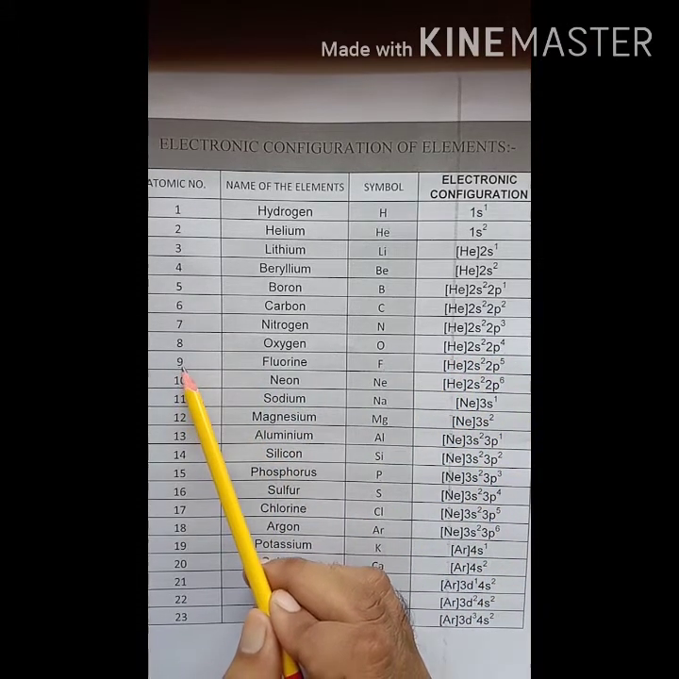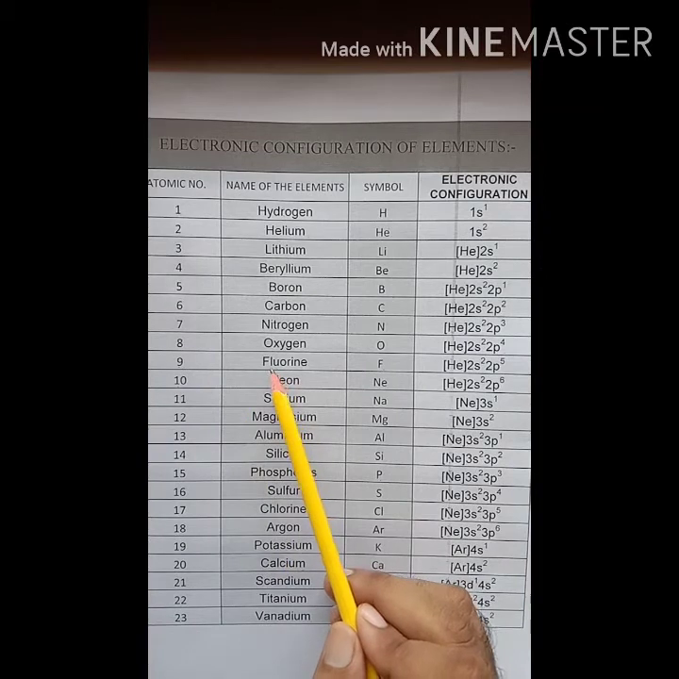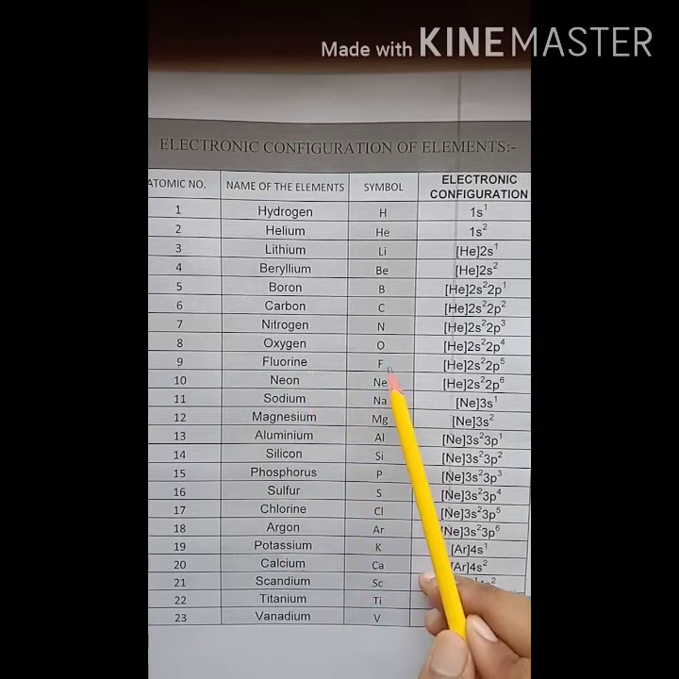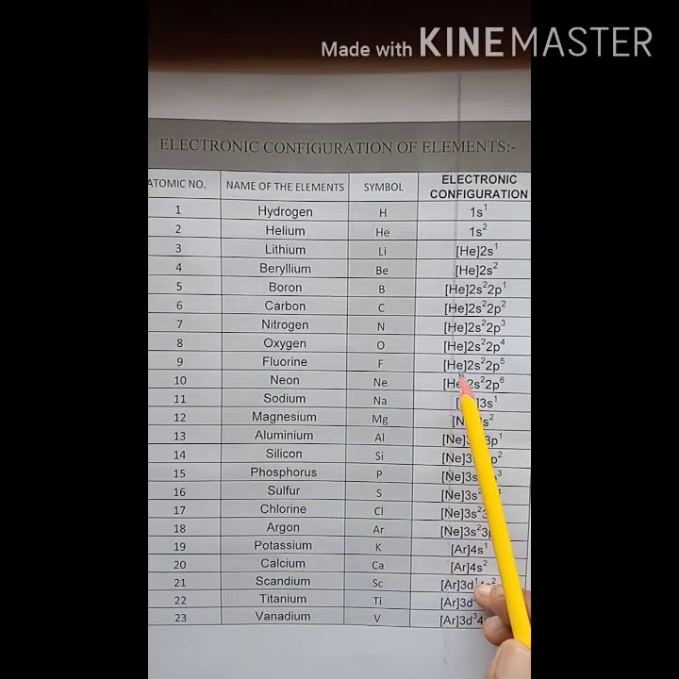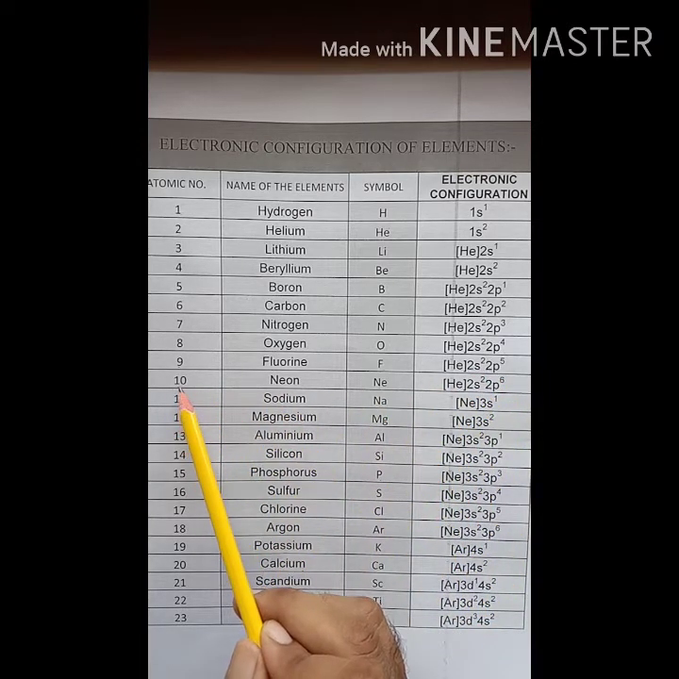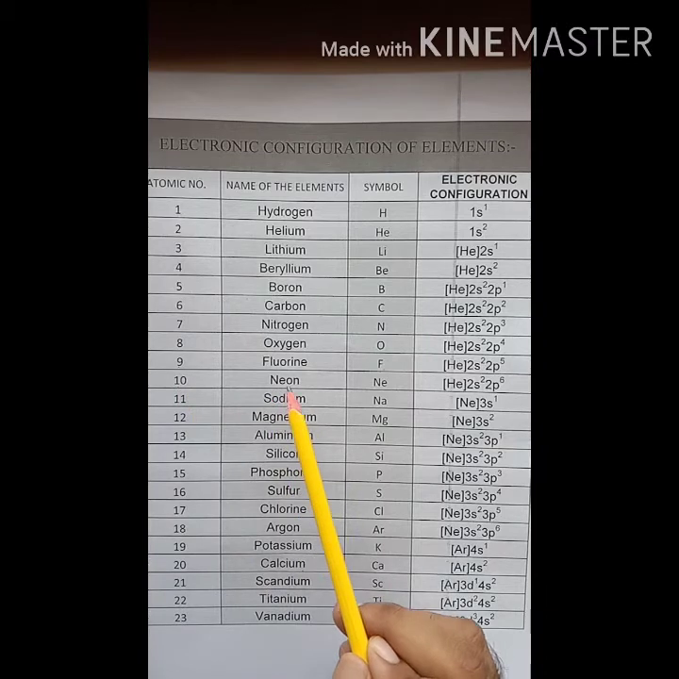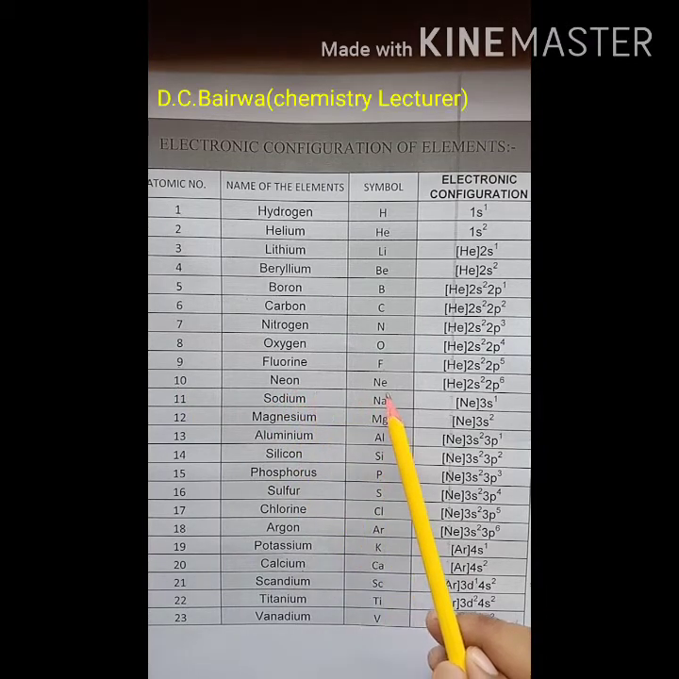The next atomic number is 9. Name of the element is fluorine. Symbol is F. Electronic configuration is [He] 2s2 2p5. Next atomic number is 10. Name of the element is neon. Symbol is Ne. Electronic configuration is [He] 2s2 2p6.